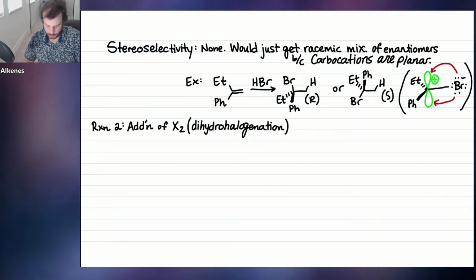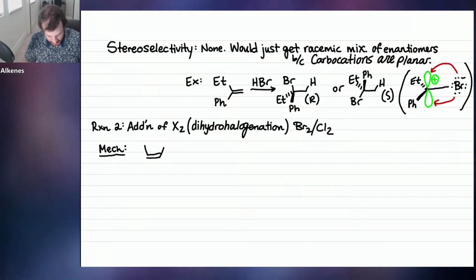And this one only works with Br2 and Cl2. Doesn't work with I2 for whatever reason. Okay, so let's take a look at the mechanism and the product that we get. Okay, and so we're going to start off with an alkene, and we're going to treat it with Br2.